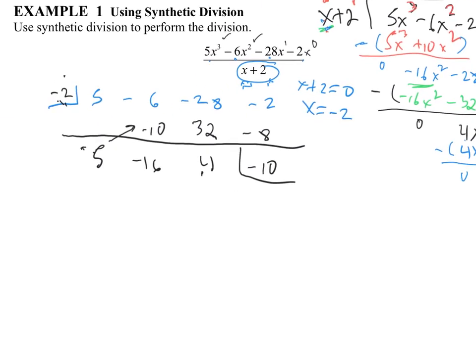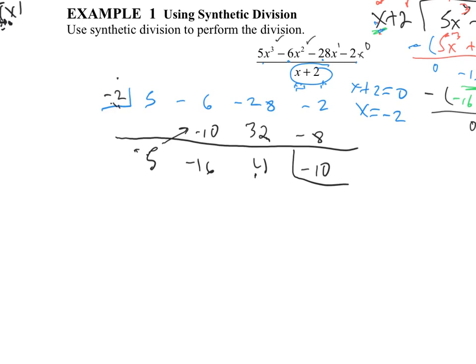Okay? So how do you write your answer? You write your answer as if this started out as a cubic, then the answer has to be 1 less. So it's going to be 5x squared minus 16x plus 4. And I have my remainder, plus the negative 10 over the x plus 2.